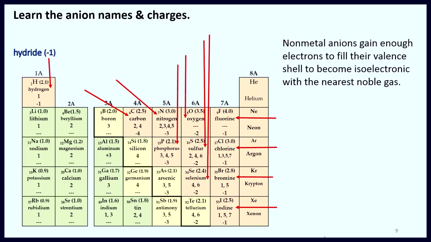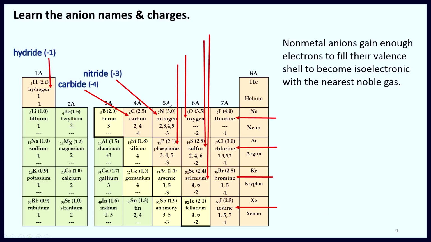Let's move to the next nonmetal, carbon. Carbon's anion would be carbide with a charge of -4. I'm going to use the words charge and oxidation number interchangeably. Even if they're not exactly the same, we use them that way in nomenclature. Why is it -4? Well, carbon would need to gain 4 electrons, 1, 2, 3, 4, to become isoelectronic with the nearest 8A element, neon.